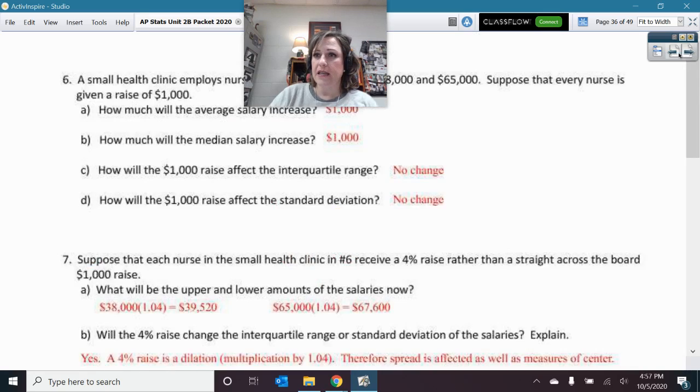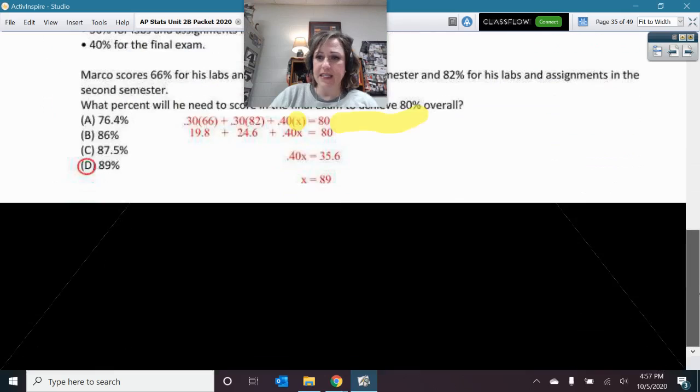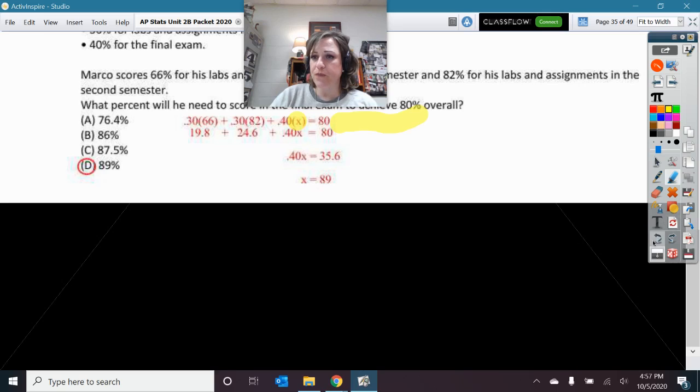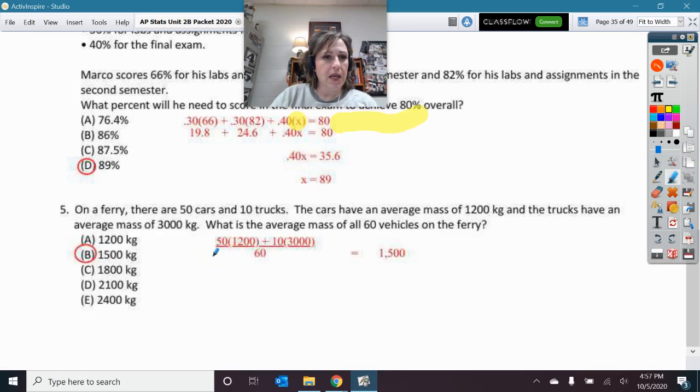All right. Next is number 5. I guess that I skipped that down here. So number 5, this is similar to the notes that we had to the problems. We just had 50 cars and 10 trucks. And then what's the average of all those 60 items? And so there it is.